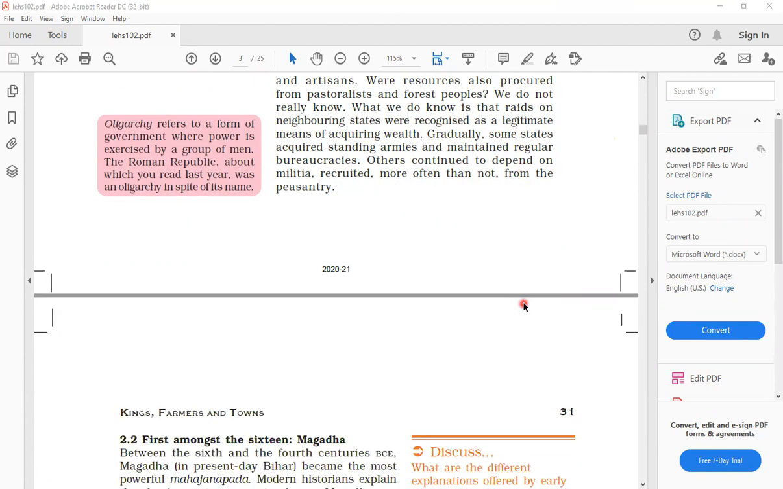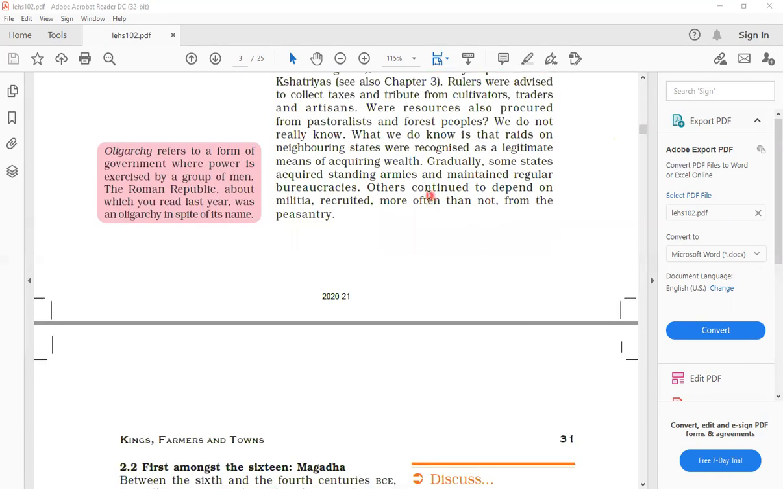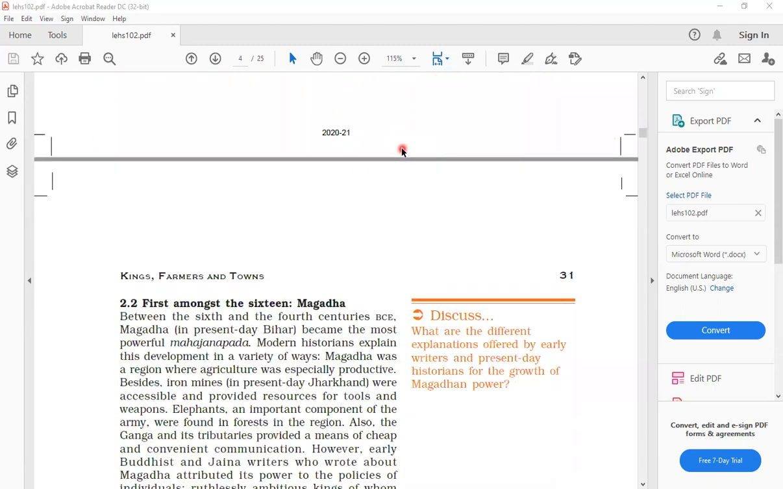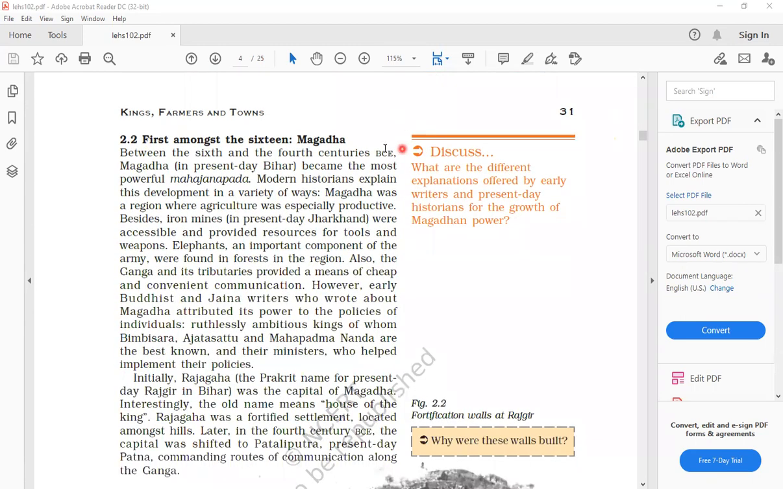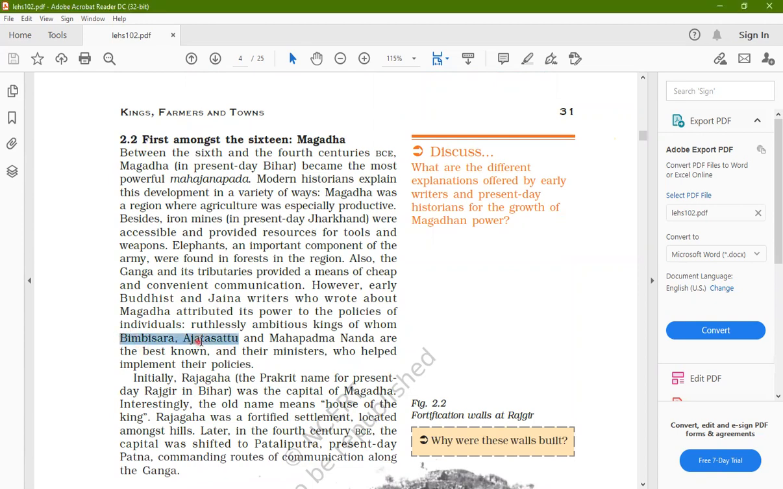Now, next, name some ambitious rulers of Magadha. It is also an important point or question. Here you may find the answer that Bimbisara, Ajatashatru, and Mahapadma Nanda are the best known, and their policies were implemented by the ministers.